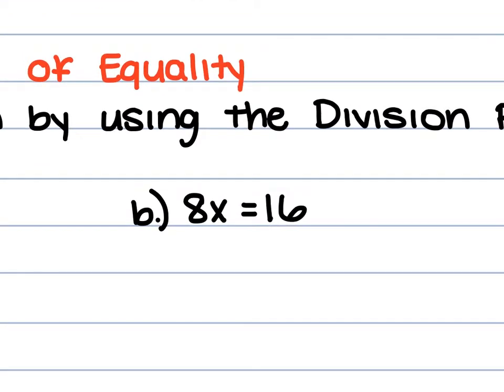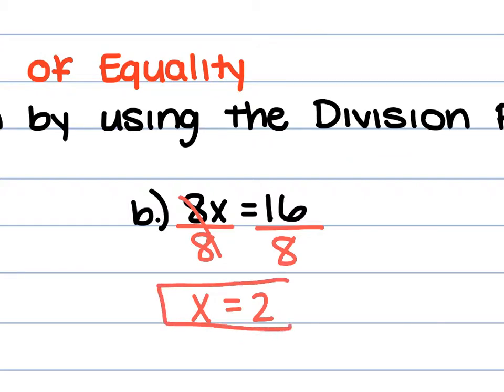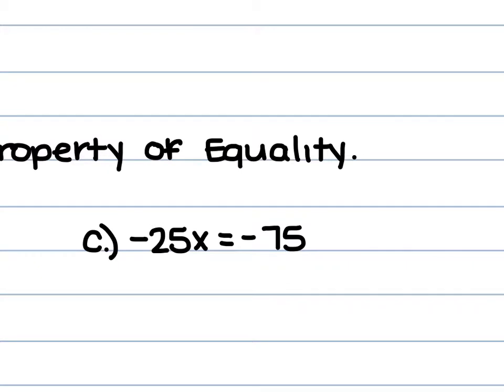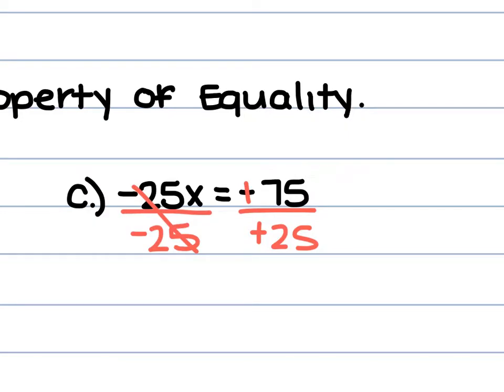For b, we have 8x is equal to 16. So in order to get x by itself, we're going to divide each side by the coefficient of x, which is that 8. And 16 divided by 8 is 2. So x is equal to 2. For c, we have negative 25x is equal to negative 75. So to get x by itself, we're going to divide each side by negative 25. Remember, a negative divided by a negative is going to give us a positive, and 25 goes into 75 3 times. So x is equal to 3.